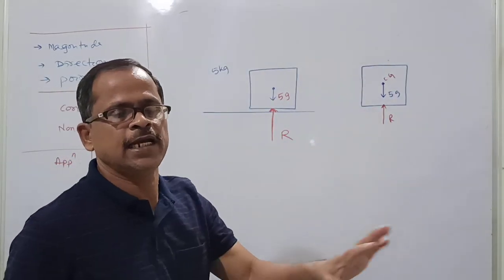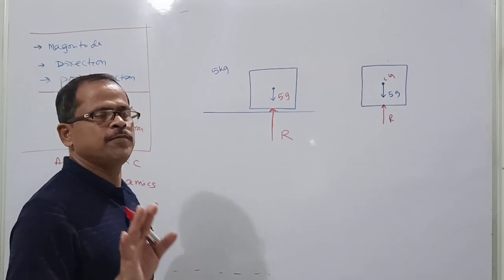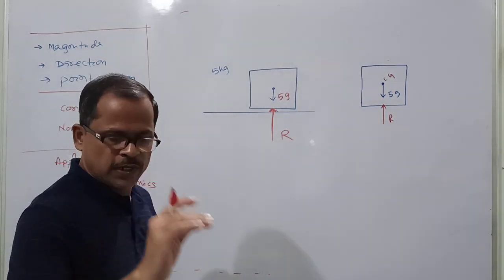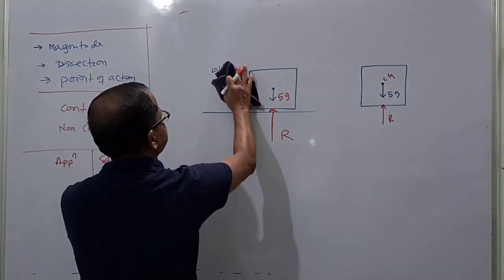So don't change any idea. The free body diagram is always like this. Okay, problem number 1 is over. Now come to another problem to understand free body diagram. Next question.